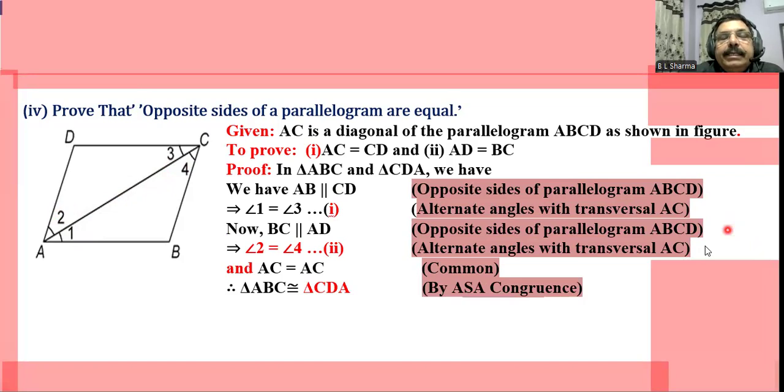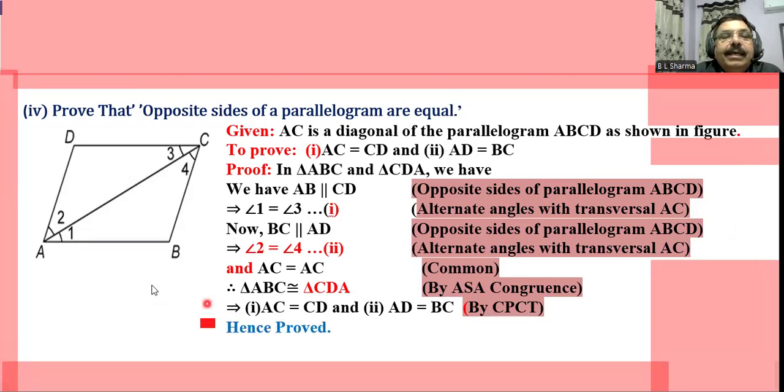That is by ASA. ये हम पहले प्रूव कर चुके हैं कि किसी भी पैरेललोग्राम का डायगोनल उस पैरेललोग्राम को टू कॉन्ग्रुएंट ट्राइंगल्स में डिवाइड करता है. A diagonal of a parallelogram divides the parallelogram into two congruent triangles. अब यहां से we have to apply CPCT. Corresponding parts of congruent triangles are equal. So we can say that AB is equal to CD and AD is equal to BC. यही तो प्रूव करना है.